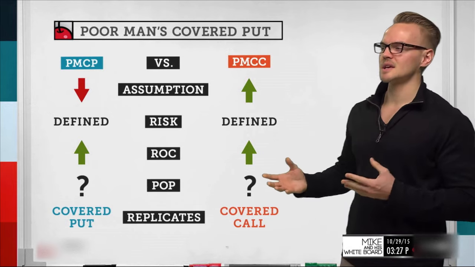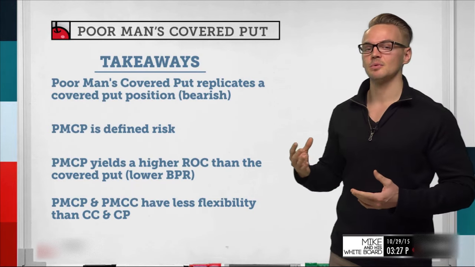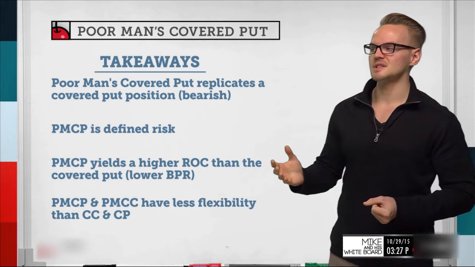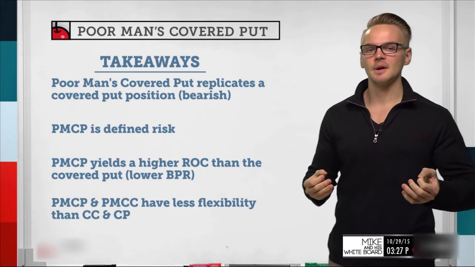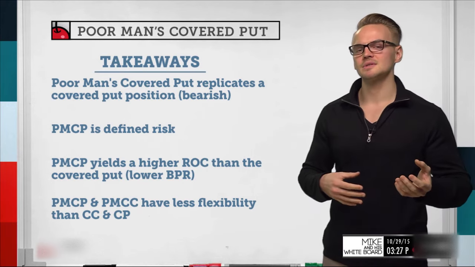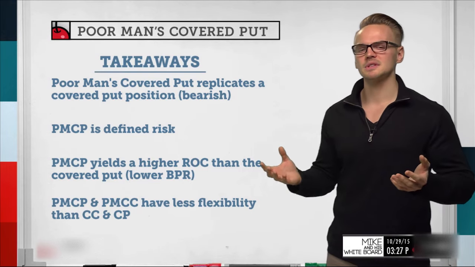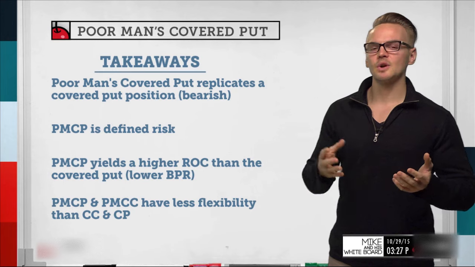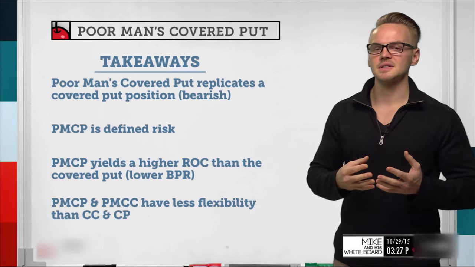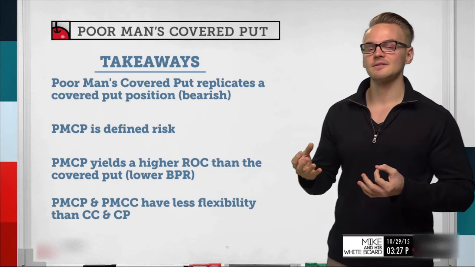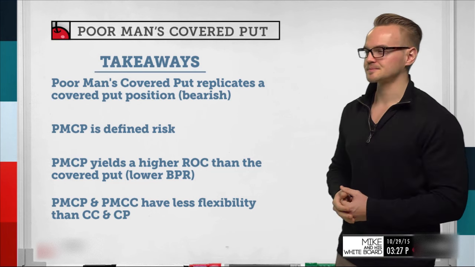So let's get to some takeaways for today's strategy, which is the poor man's covered put. Poor man's covered put replicates a covered put position, and that is bearish. So if I think an underlying is going to go down, then maybe this would be a strategy for me to deploy. And let's say I wasn't comfortable with selling 100 shares of stock or however many shares of stock and holding that undefined risk. Maybe this defined risk synthetic version would be something better for me.